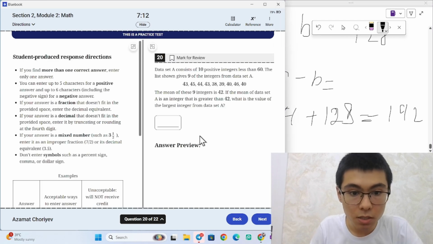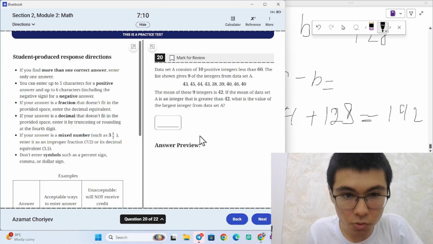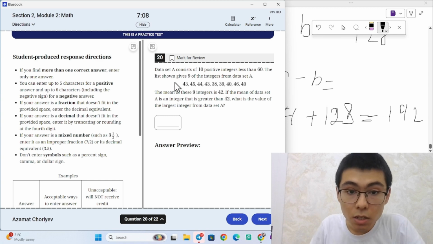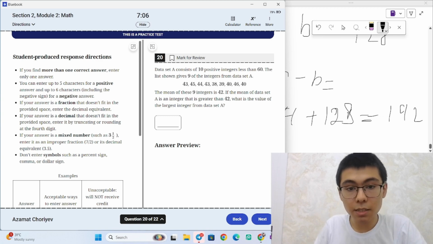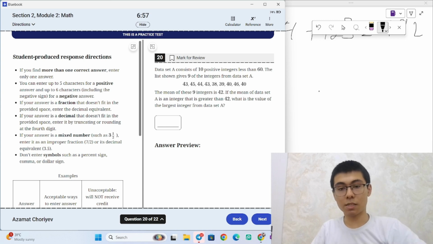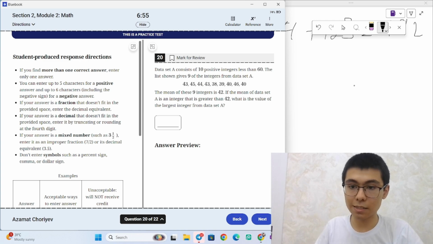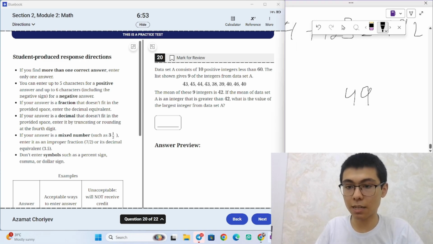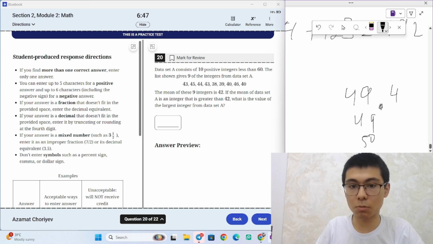Next one. So we got three questions left. Data set A consists of 10 positive integers less than 60. So that's important, less than 60. And in this case, we have 9 of those integers. You gotta know what an integer is. It can't be, for example, 49.4. It can be 49 or 50. After the decimal, there gotta be no numbers.